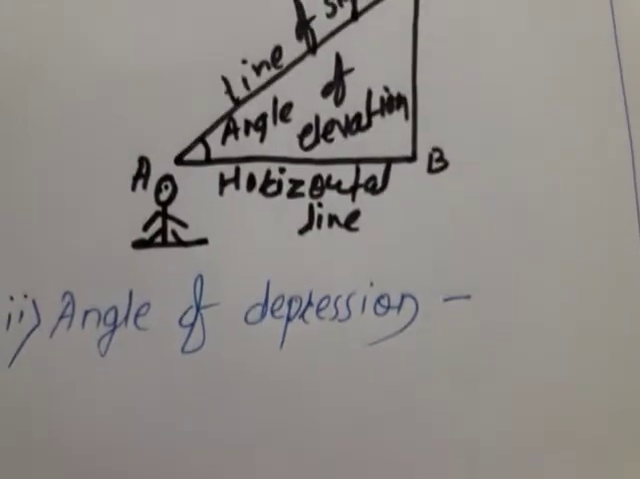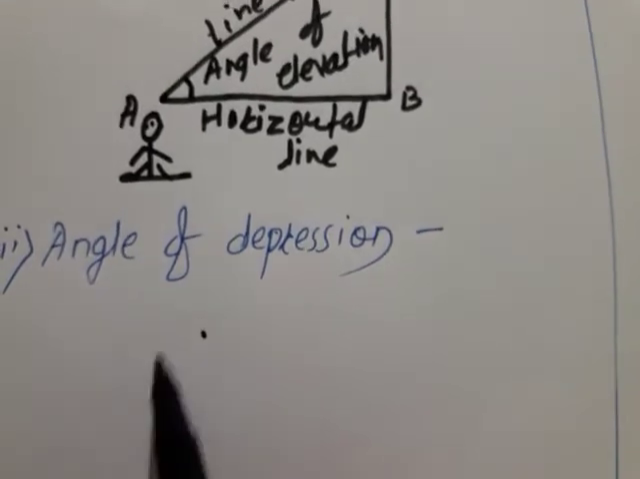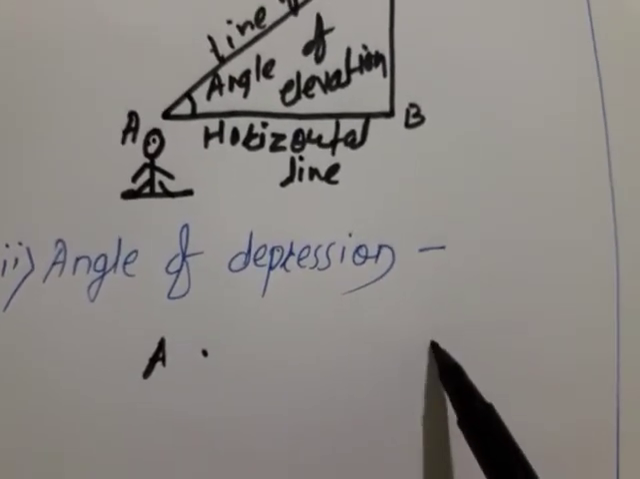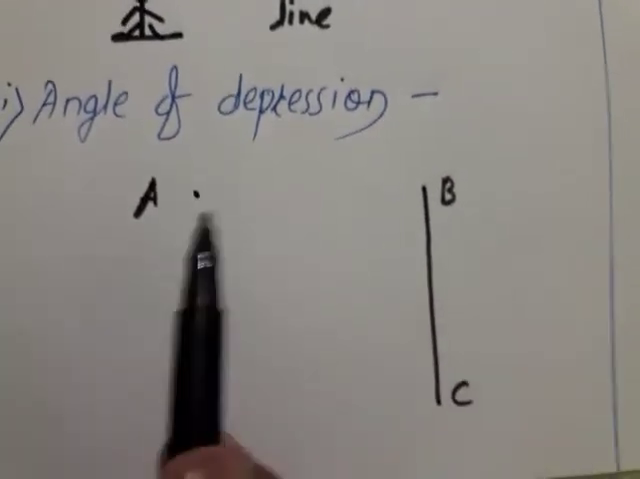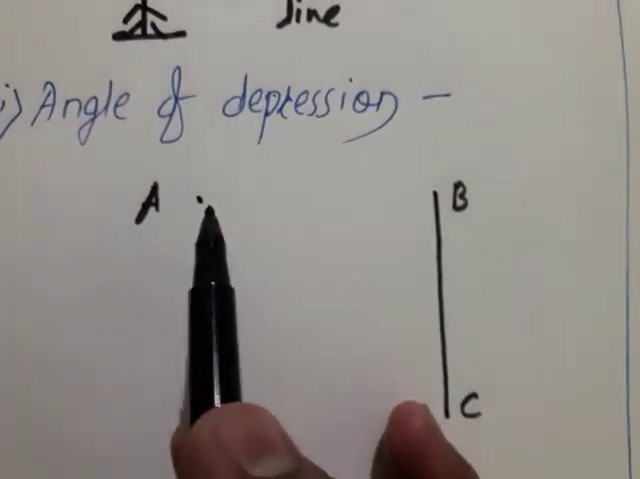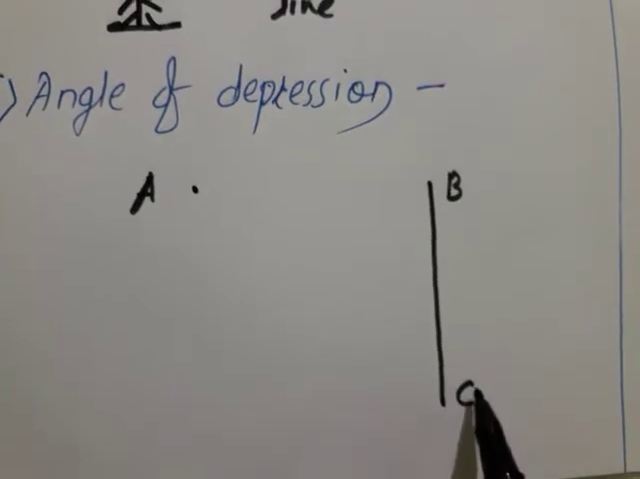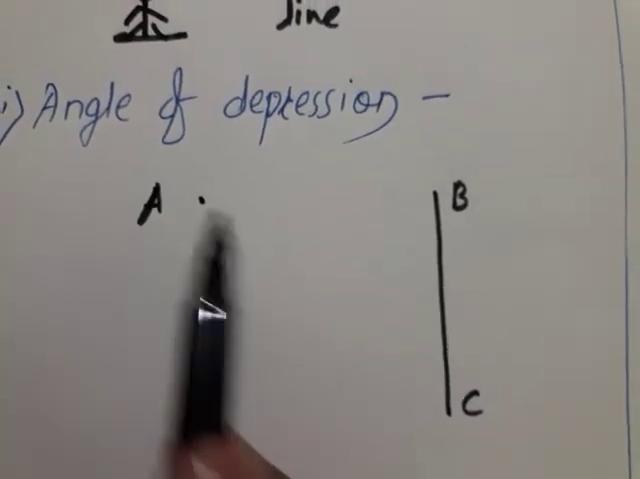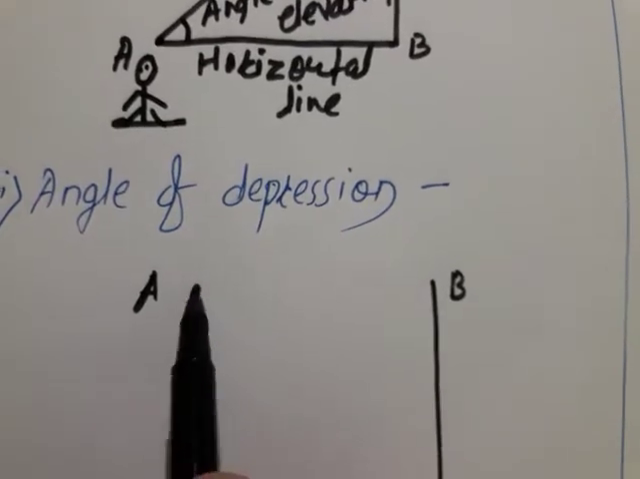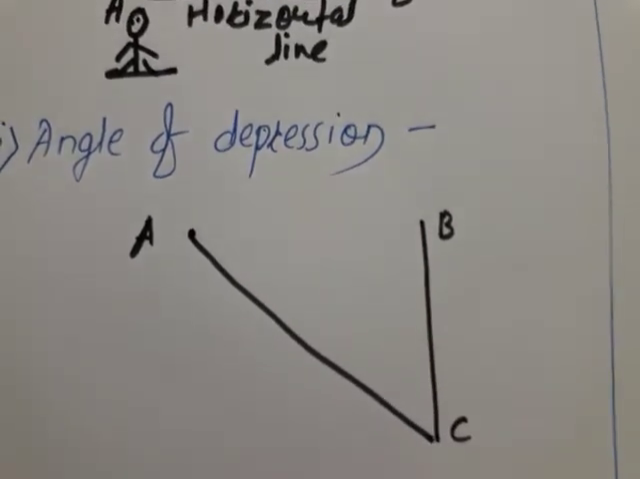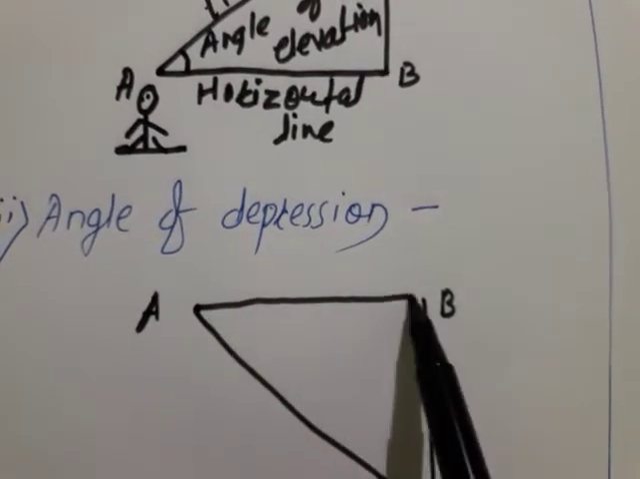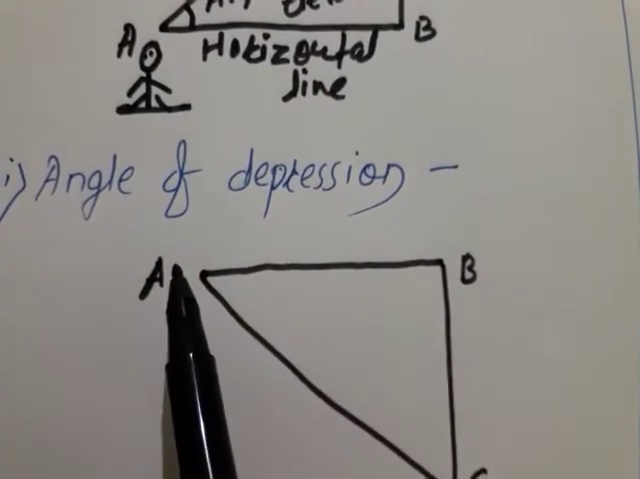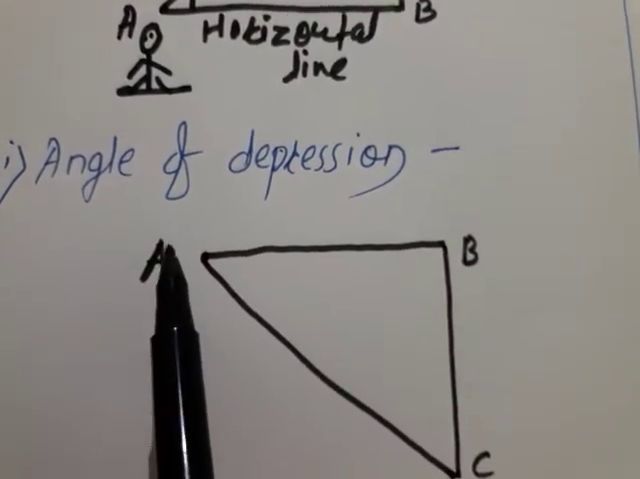Look here. Here the observer was looking upside. Suppose now the observer is standing at the top, looking towards the object BC. But now the observer is standing at the top and looking towards the down part of the object, means the observer is looking here. The very important thing is that this is known as the horizontal line. The observer is standing over here and looking down.